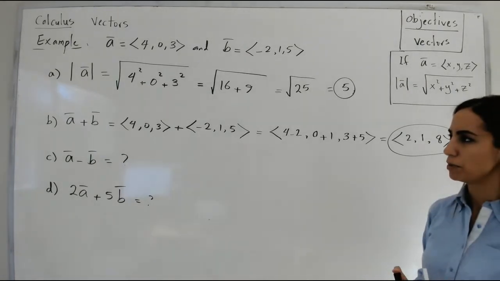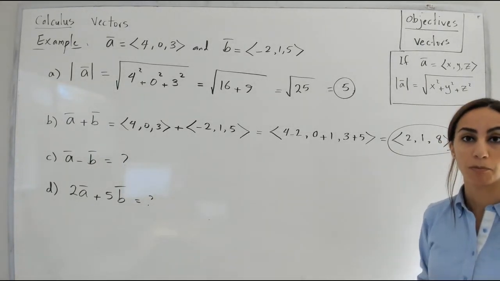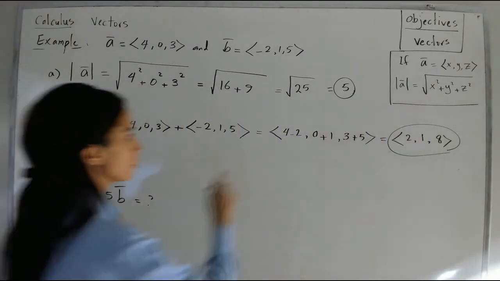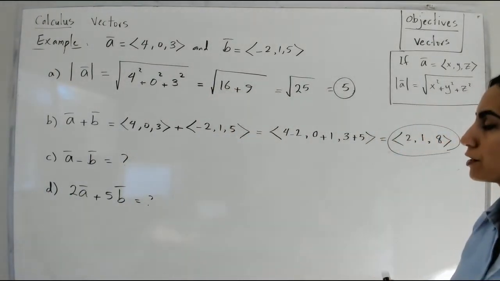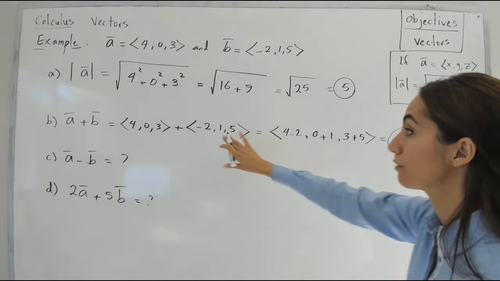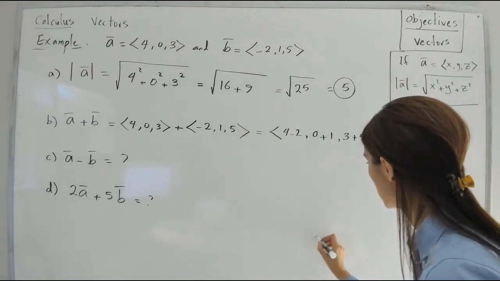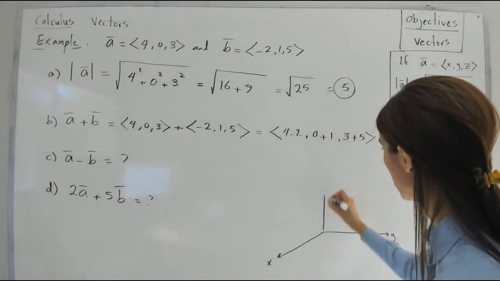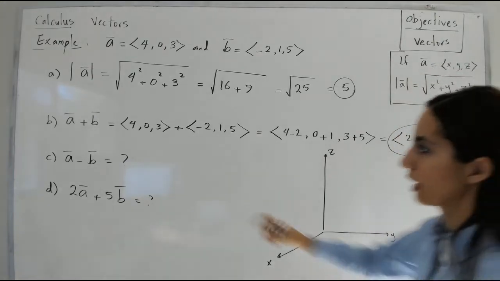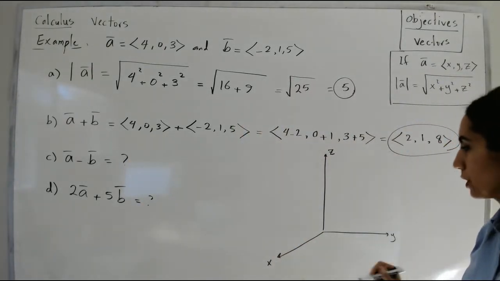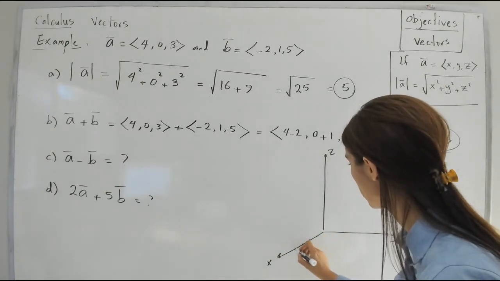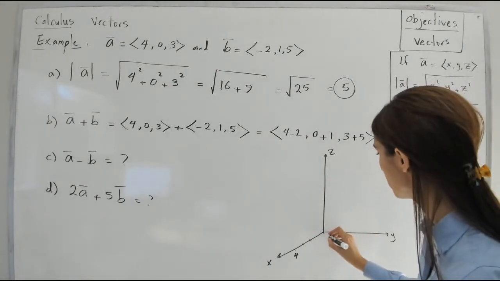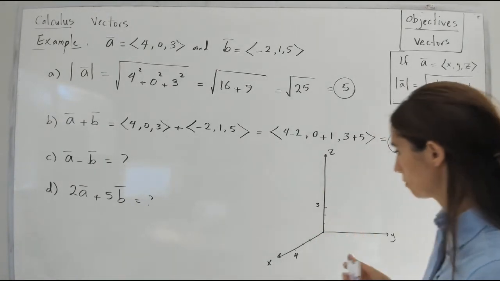Well, you might be interested in visualizing the sum between these two vectors. So to visualize the sum of these two vectors, we can graph these two vectors. Okay, let's take a look at this. Here we have our x-axis, here we have our y-axis, and here we have our z-axis. Very well, our first vector, 4, 0, 3. So 1, 2, 3, 4. Your y is 0 and your z is 3. 1, 2, 3. Very well.